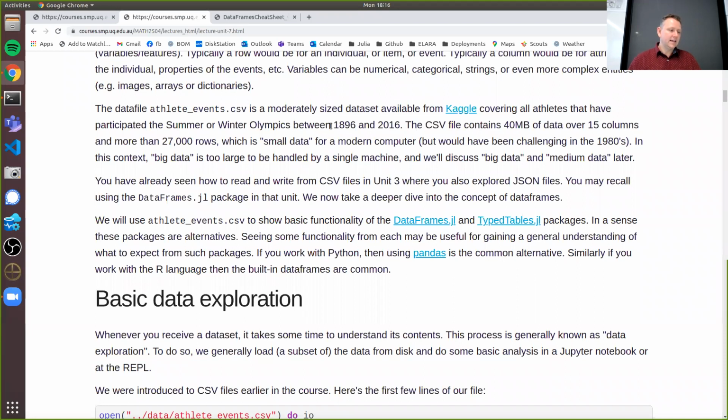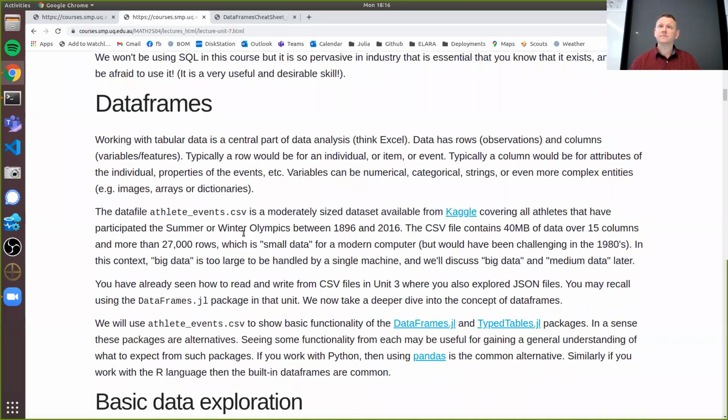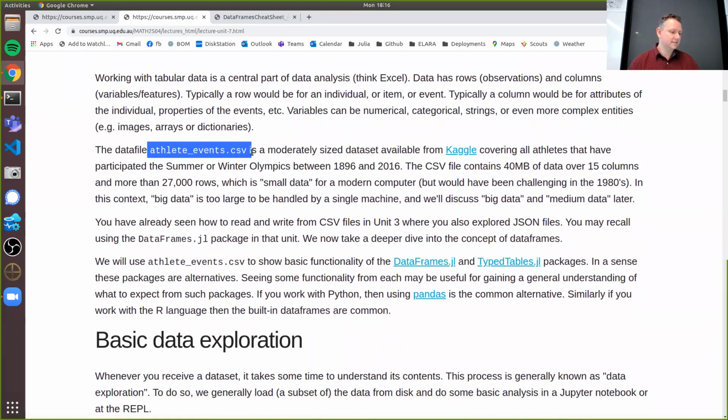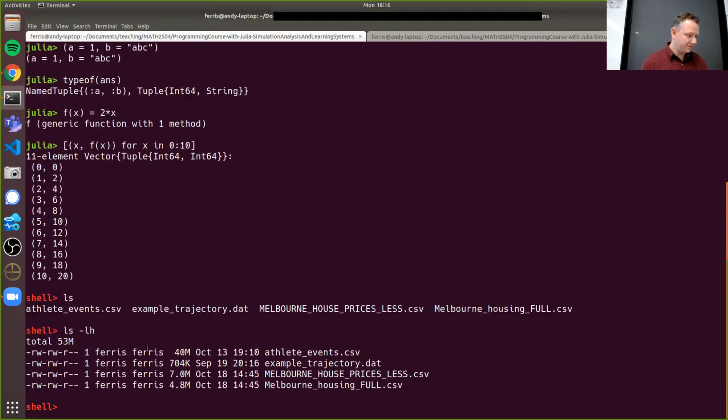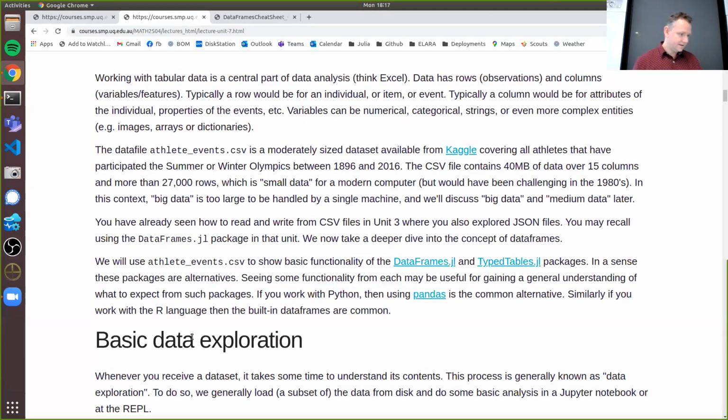We're going to look at a particular data set right now, and we're going to analyze it using data frames in Julia. There's this data file called athleteevents.csv. I've got it on my computer here, in this directory. If we have a look at it, it's a 40 megabyte file. We got this from Kaggle, and it contains all the athletes that have participated in the Olympics up to 2016. It contains 15 columns of data about the athletes and 27,000 rows. Is that correct? I'll verify that for you later. I thought there were a few more.